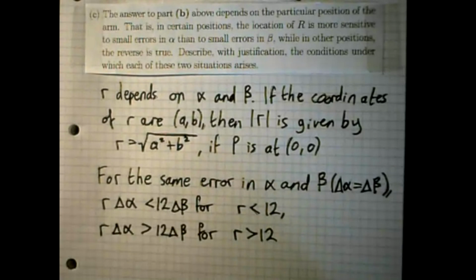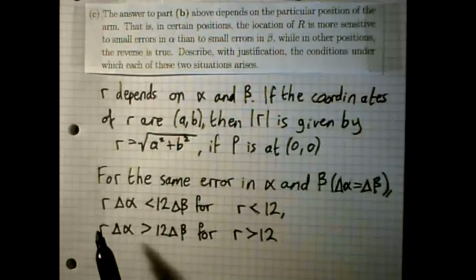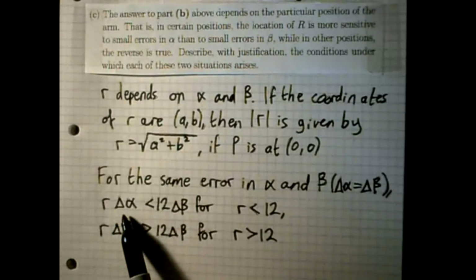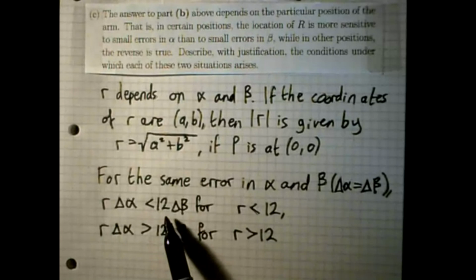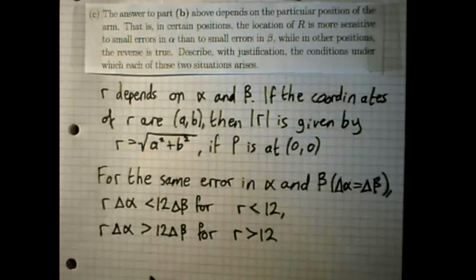Since we're comparing the same error in alpha and beta, in other words that the error in alpha is equal to the error in beta, then the error in r given by alpha will be less than the error in r given by beta whenever r is less than 12, and the reverse is true, that the error in the location of r given by alpha will be greater than that given by beta whenever r is greater than 12.